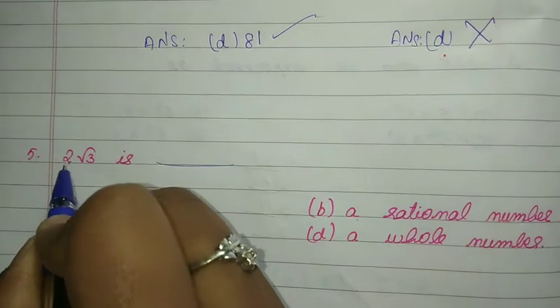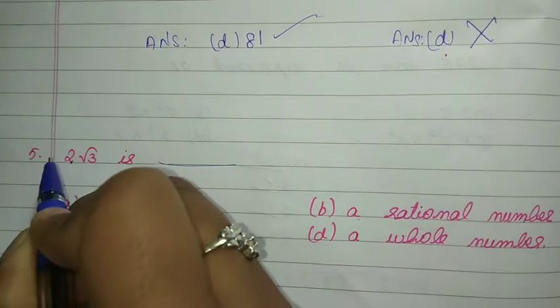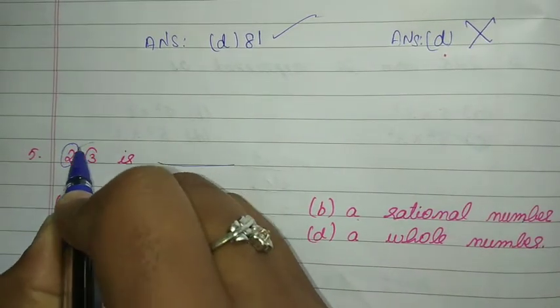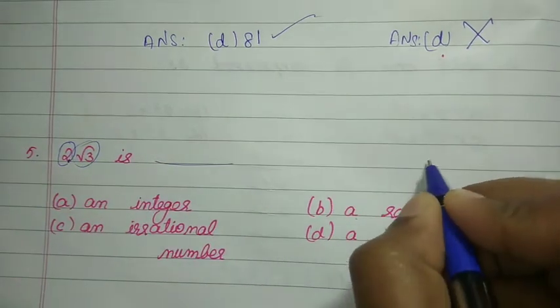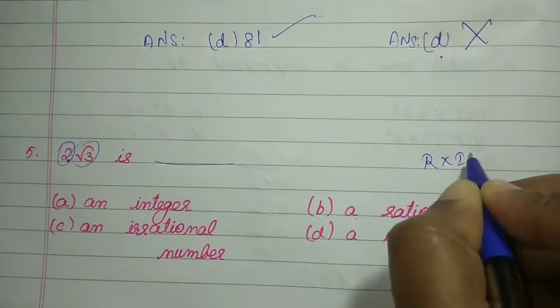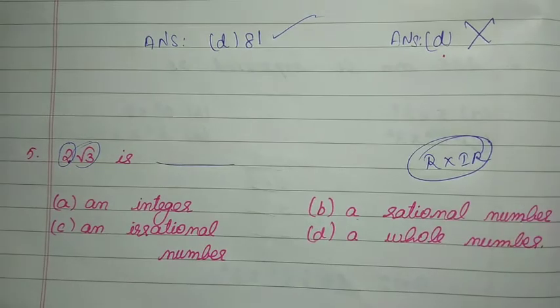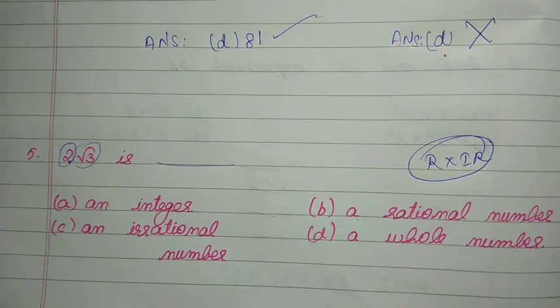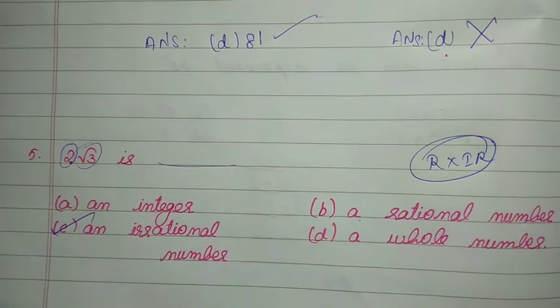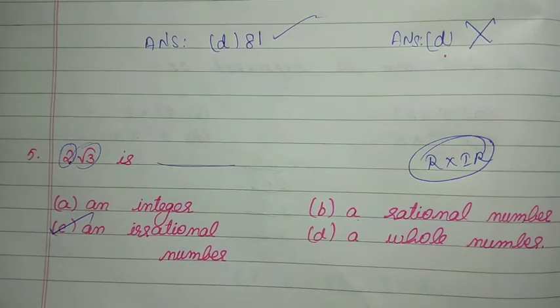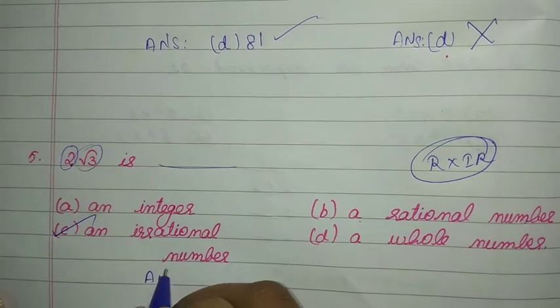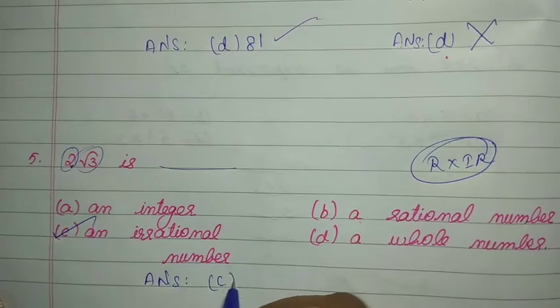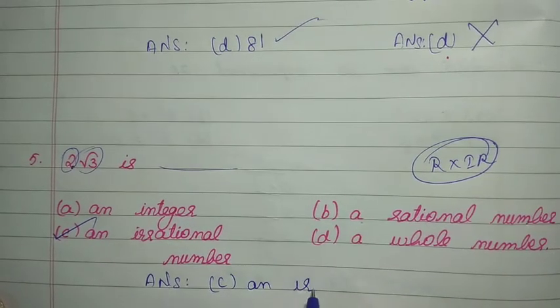So here it is just like product of a rational number and irrational number. So rational into irrational gives us irrational number only. So the answer is option C, an irrational number. So how will you write the answer as? The answer as option C, an irrational number.